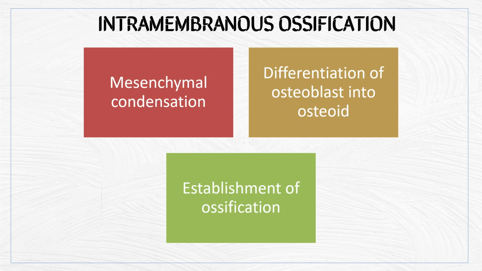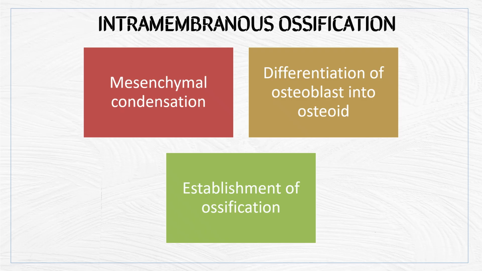So this video is about mechanisms of bone growth, and there are two things. One is endochondral ossification and the second one is intramembranous ossification. For endochondral ossification, I have a separate video in my channel, so please click on the link above to visit the endochondral ossification. And now we are going to see about intramembranous ossification. For an easy understanding, I have separated this into three stages: one is mesenchymal condensation, differentiation of osteoblast into osteoid, and establishment of ossification.